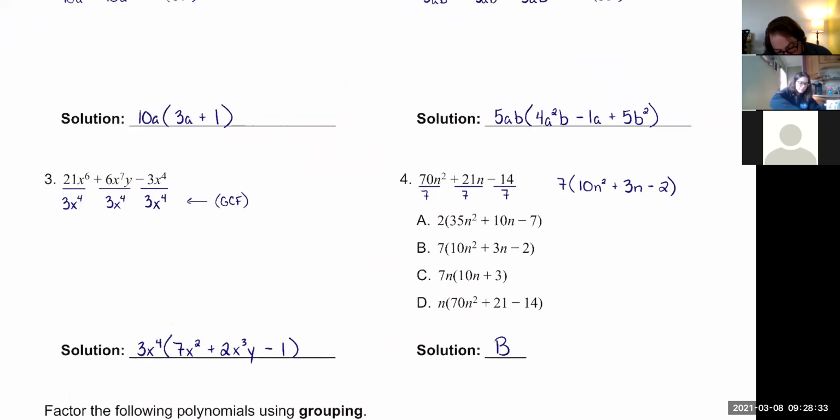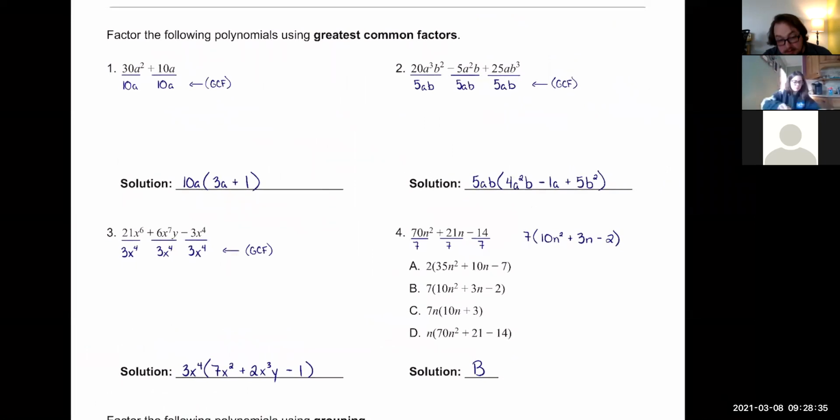All right, so the top 4 here, I'm gonna zoom out real quick. The top 4 here were all greatest common factors. Now that doesn't mean we stop checking for greatest common factors through the rest of this review. Because remember, you always check for greatest common factors first, but these are the only 4 where you only have to check for a greatest common factor.